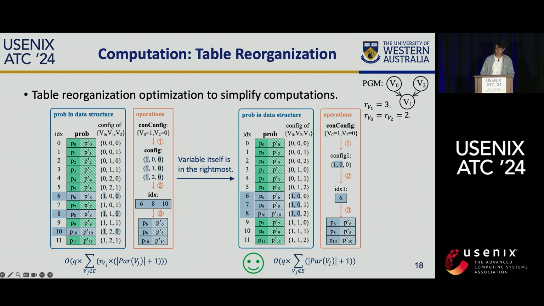We also theoretically analyze the computational complexity. To summarize, our optimization significantly reduces the complexity and is particularly beneficial for complex graphs with a large number of possible states for each variable.